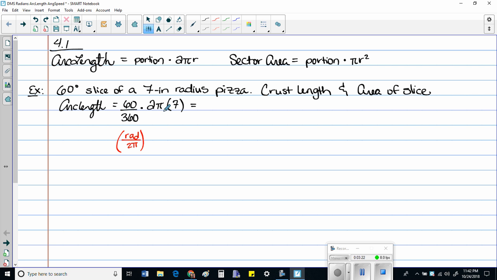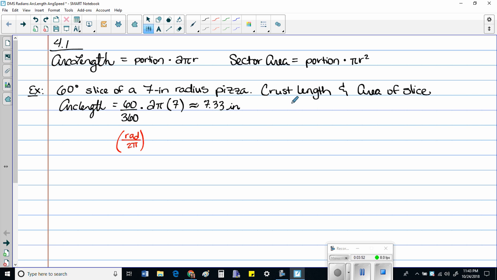Okay, and then you just do that in your calculator. So you get 60 over 360 times 2 pi times 7. And I get about 7.33. Now it's arc length, so it's going to be inches.